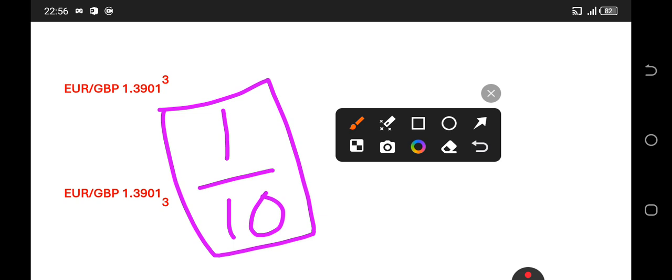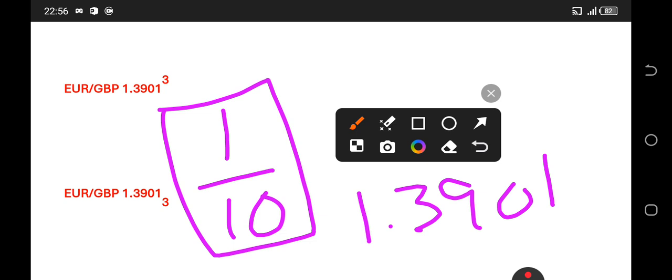Okay, some brokers don't really write it as a subscript. They just write it directly, 1.39012. They write it bold, completely bold. This is the pipette. The 2 here is the pipette. The 1 here, that is the pip. 2 is the pipette. So if you are counting after the decimal point, the fourth digit after the decimal point, 3901, is the pip. I hope this concept of pip and pipette is clearly understood.